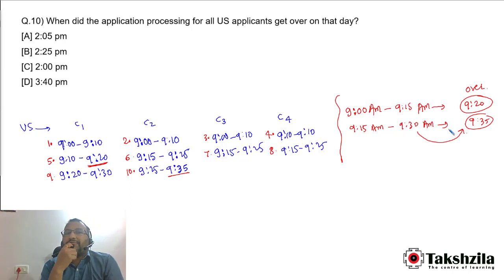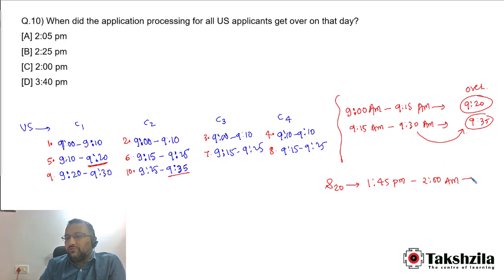So what is the answer of this question? Slot number 20 is going to start at 1:45 p.m. and it will go till 2 o'clock, and the processing of all applications will get done 5 minutes after 2 o'clock, that is 2:05. So all the applications of the US will get over by 2:05, that is option A. This is how we can solve this set.